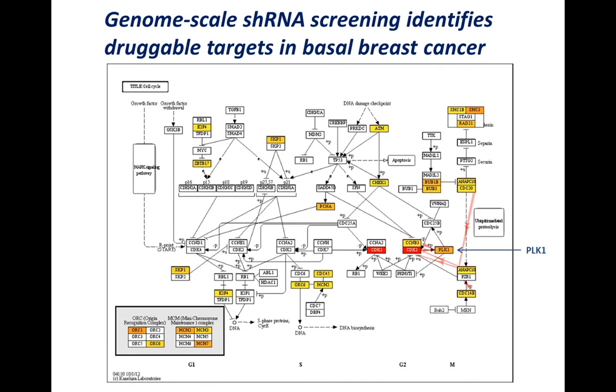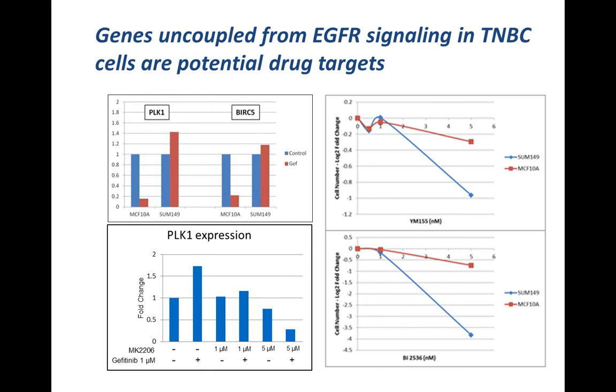And we do think that, in fact, this is going to be another very good therapeutic target in basal breast cancers. And so based on this finding, we actually looked further at this gene, PLK1, and another gene called BRCA5 that behaved in the same way in this screen. And what we found was really, really interesting.